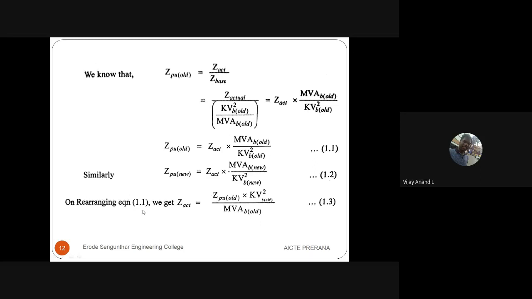On rearranging equation number 1, we get Z actual. We want to calculate Z actual. Z actual is equal to ZPU old into KVB square old divided by MVAB old. This is taken as equation number 3.